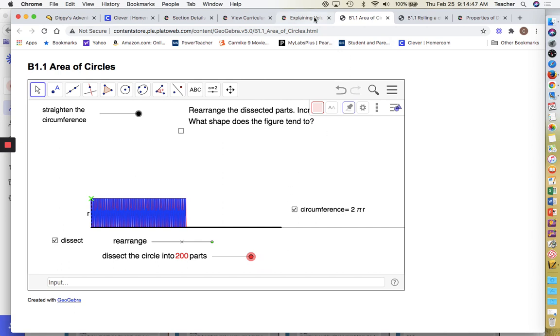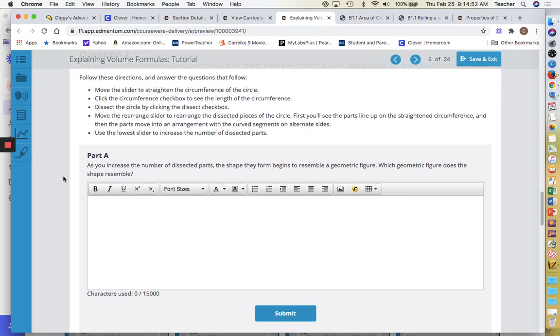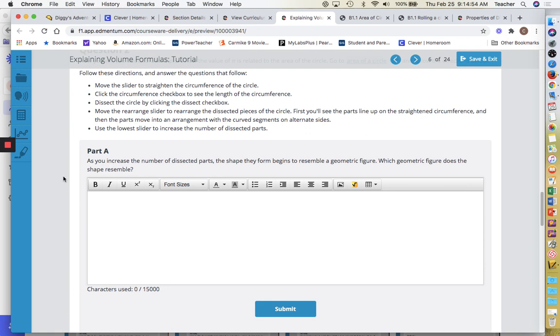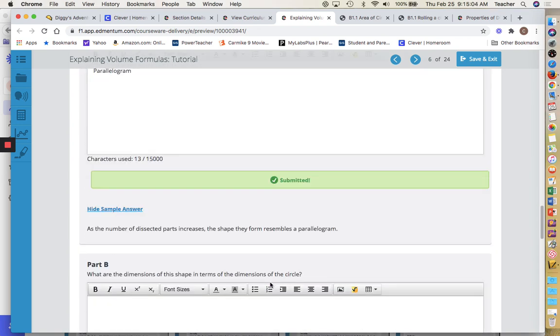As you increase the number of dissected parts, the shape they form begins to resemble a geometric figure. Which geometric figure does the shape resemble? Oh, that's a parallelogram. That's a parallelogram. Yep, look at that. Parallelogram.